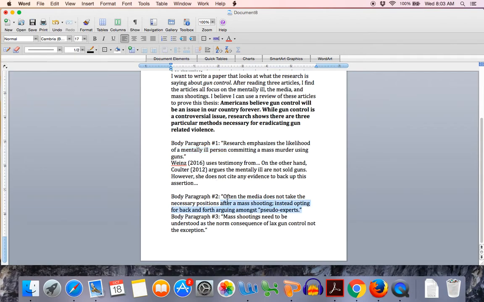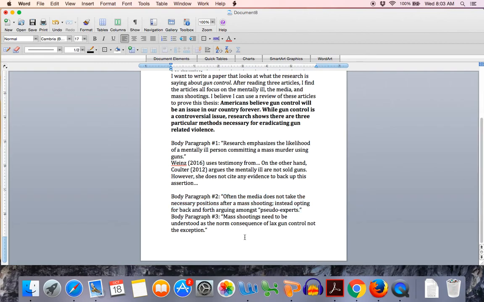The second body paragraph might start off with, often the media does not take the necessary positions after a mass shooting, instead opting for back and forth arguing amongst pseudo-experts. So the focus here would be on the media and how the media, instead of talking about actual ways that we can change policy, opt for arguing amongst people who are pro-gun control and who are against gun control. So obviously I would focus on what the research is saying about that, and then maybe even what the research is saying about the consequence of that.